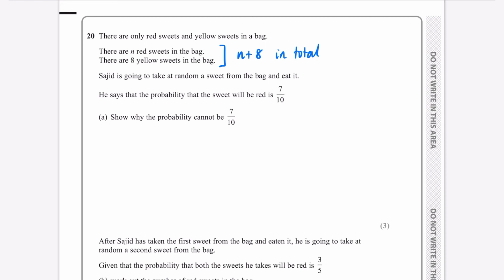Well, the probability that it's red, if he wanted to pick a red one, there are n red ones out of a total of n plus 8. And he says that this is equal to 7/10. So to solve this equation, let's find out what n is and see if it's going to be reasonable.